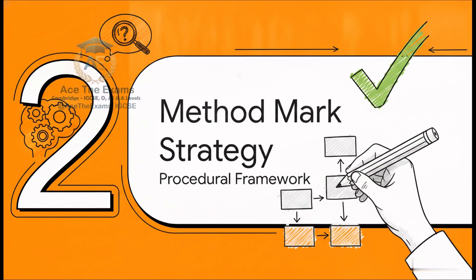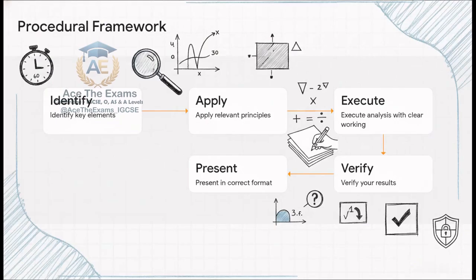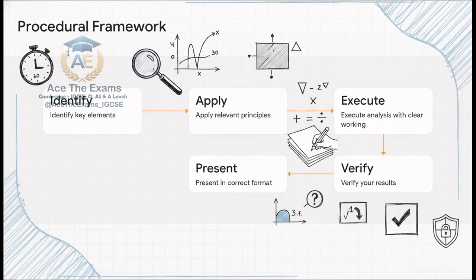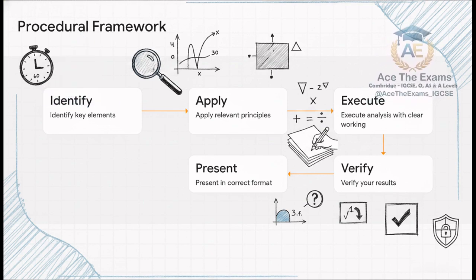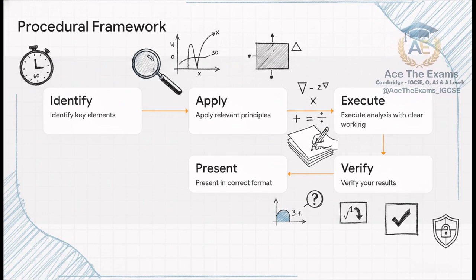This is all about the procedural framework. Let's imagine you are sitting in the exam, and you realize you've made a mistake, and you have just 60 seconds on the clock to completely rewrite a flawed answer. How do you do it? You use the standardized 5-step sequence. This is exactly what examiners are actively looking for when they grade your paper.